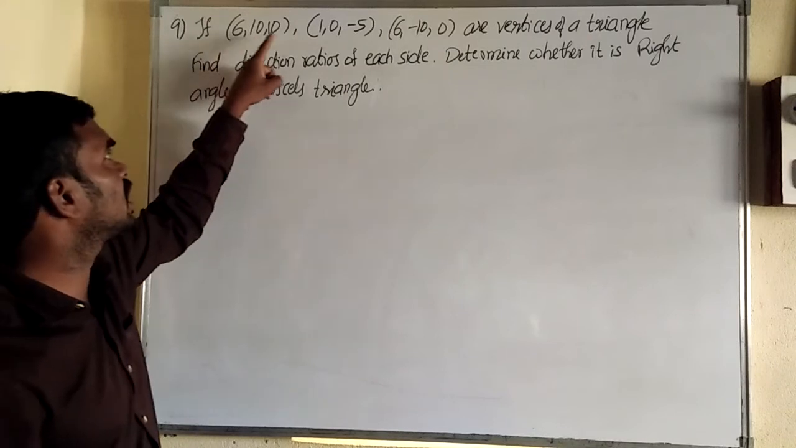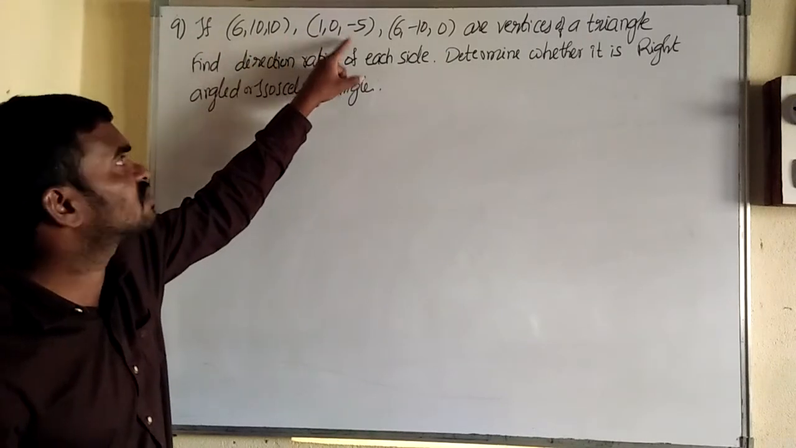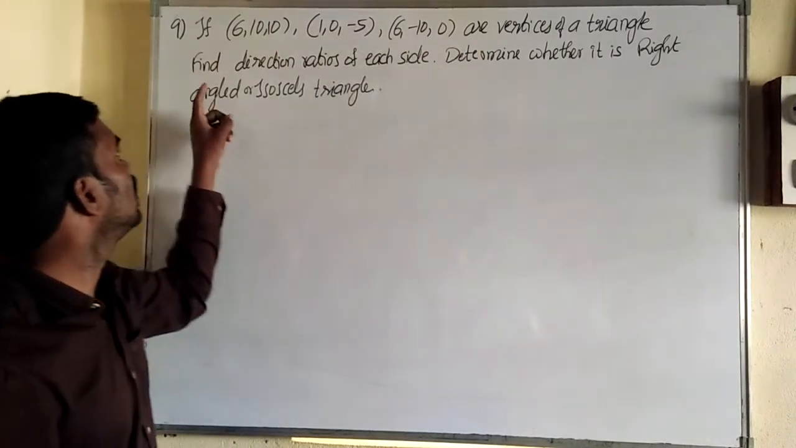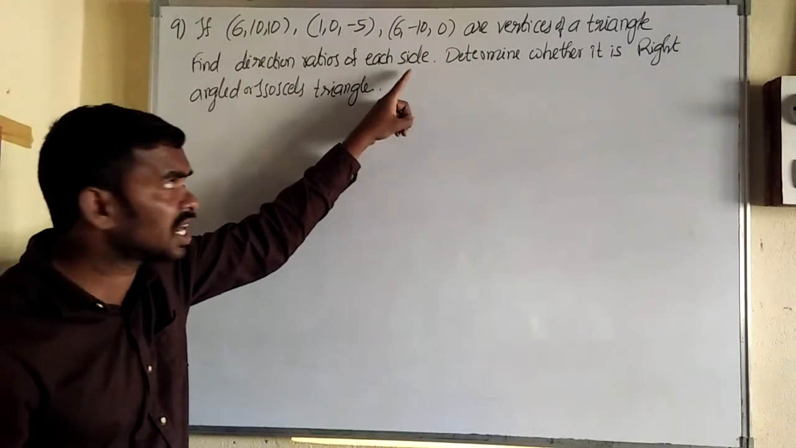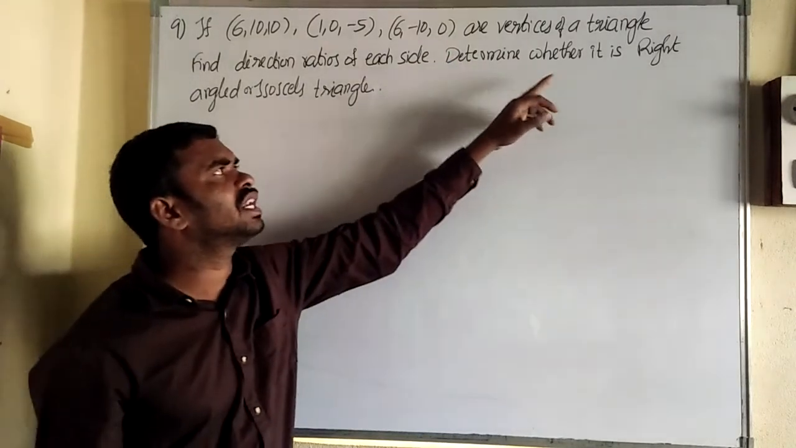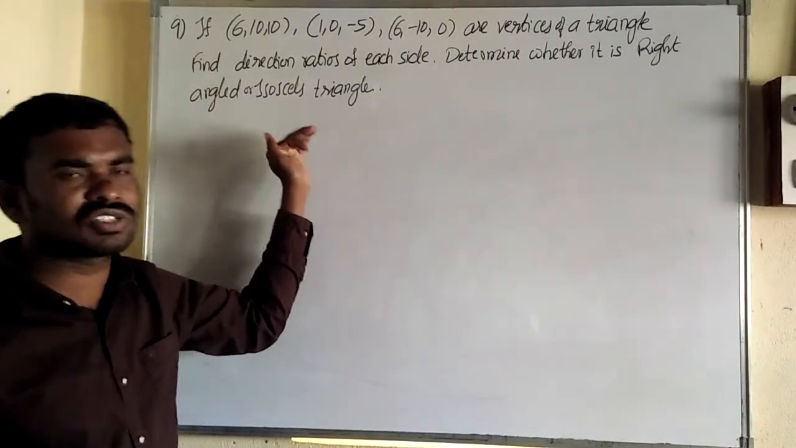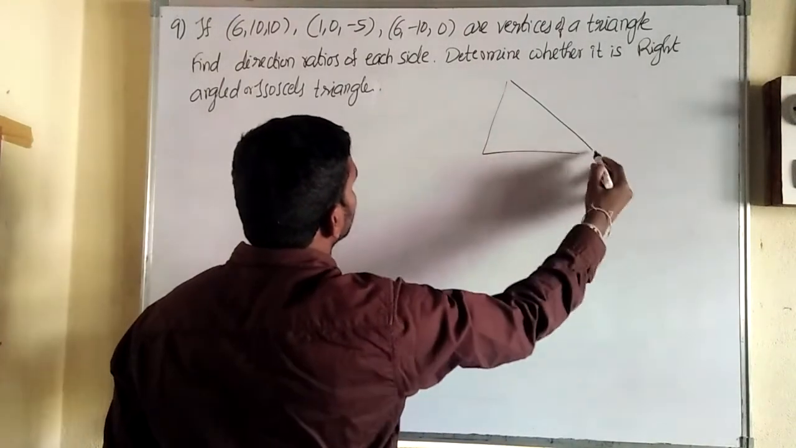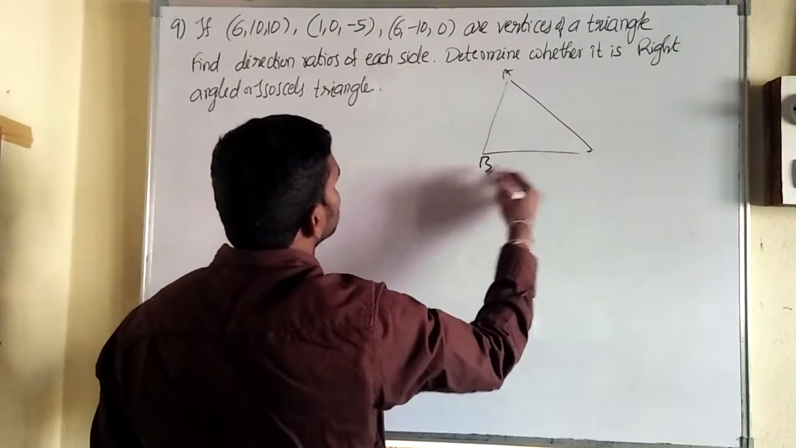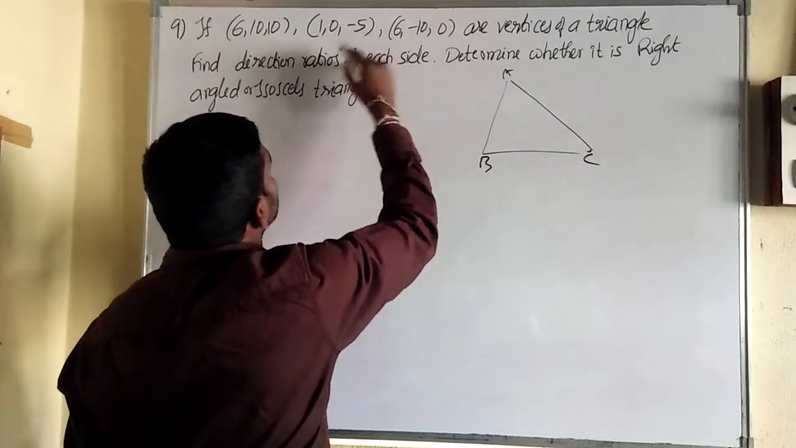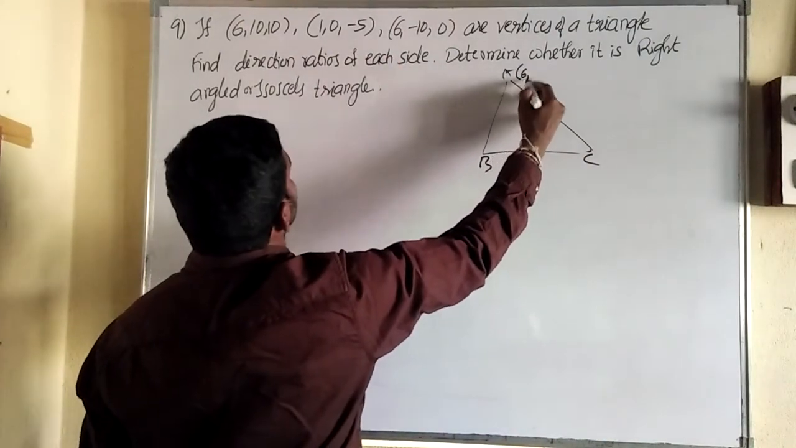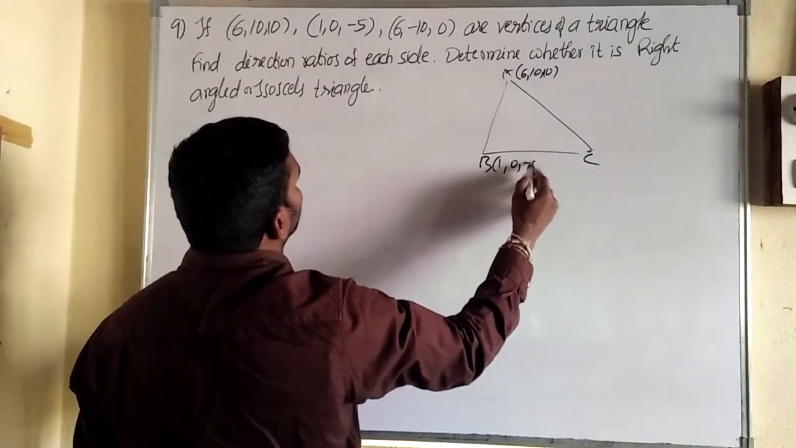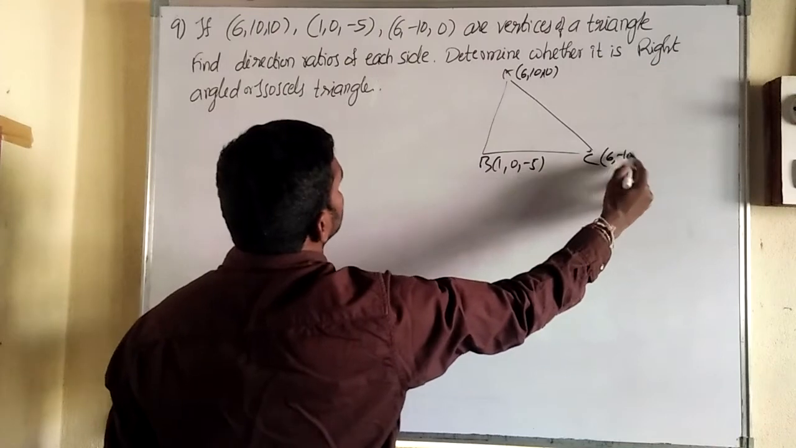If 6 comma 10 comma 10, 1 comma 0 comma minus 5, 6 comma minus 10 comma 0 are the vertices of a triangle, then find the direction ratios of each side and determine whether it is a right angle or isosceles triangle. Okay, so 3 points are given. Of course, suppose ABC is a triangle. So these are taken as vertices: A 6 comma 10 comma 10, B 1 comma 0 comma minus 5, C 6 comma minus 10 comma 0.